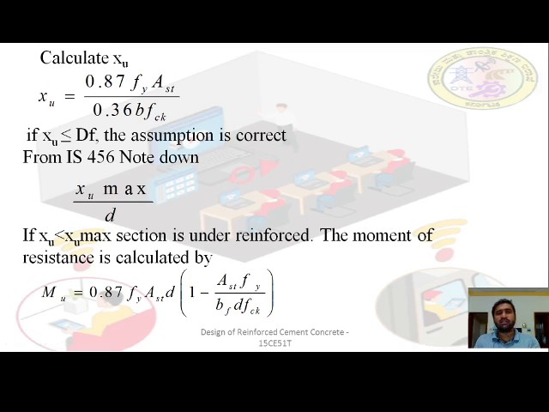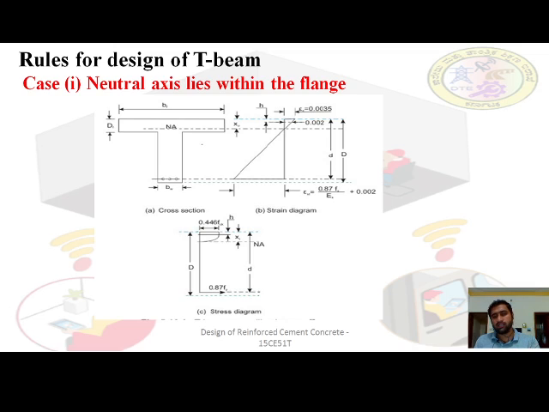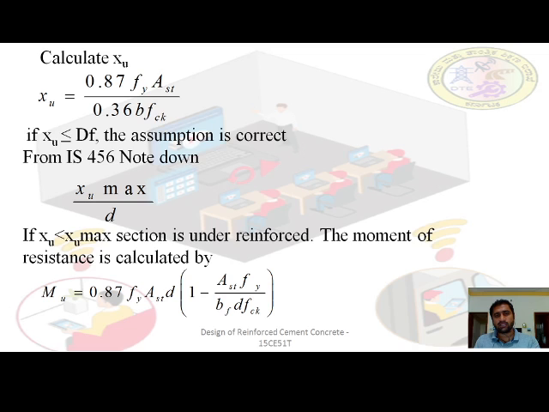What assumption did we make? That the depth of the neutral axis will be below the depth of the flange, so that assumption is correct. So we will note down the XU max value. You know, 0.48 times D for steel Fe 450, and for Fe 250 also we have the XU max value. We can get it from the IS code. So if the XU is less than XU max, then this section is under reinforced. If it is greater, then it will be an over reinforced section.